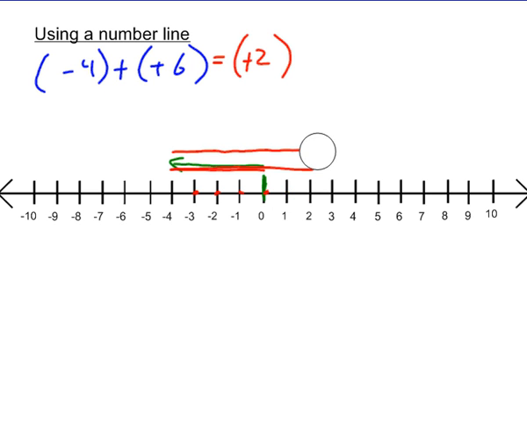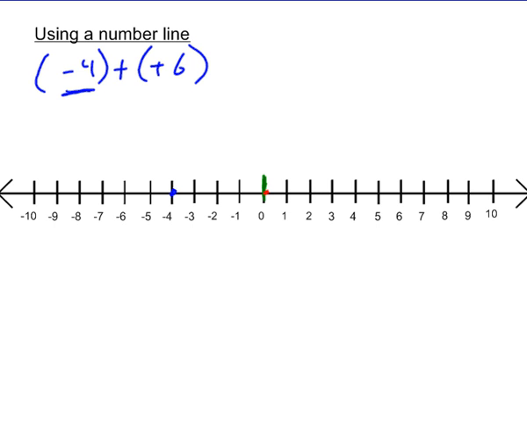Of course, there's that second way of doing it where you just simply start at your first integer. It's negative 4, so we simply start at negative 4. And then we, of course, add 6, going in the positive direction because our integer is positive, and of course we still end up with positive 2. Pretty simple concept, guys.